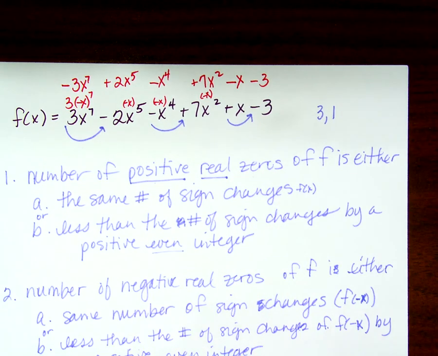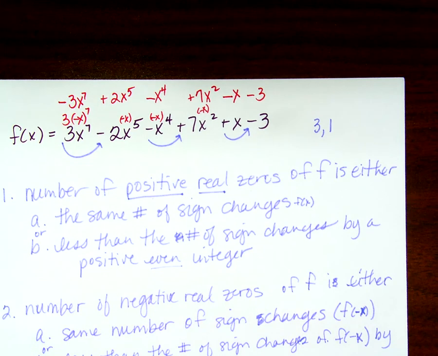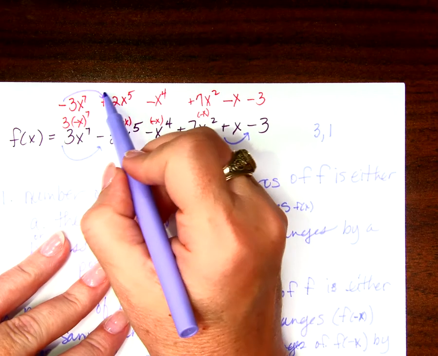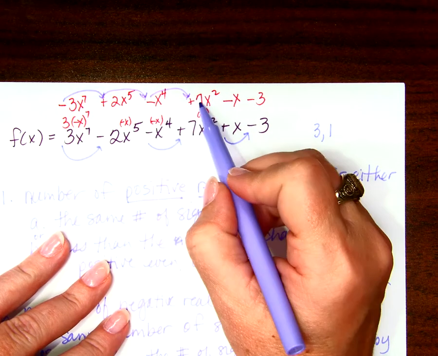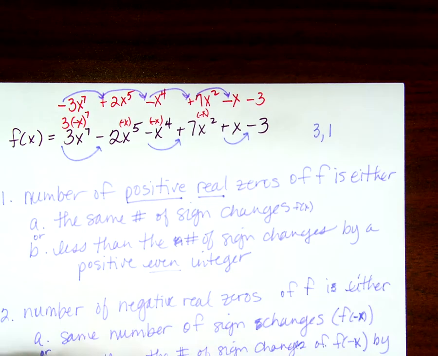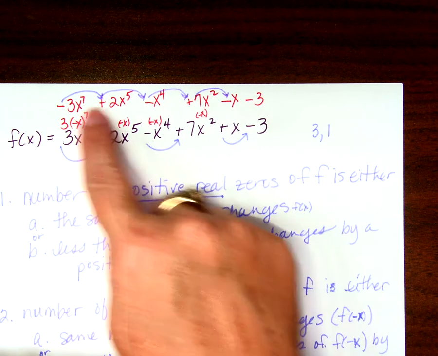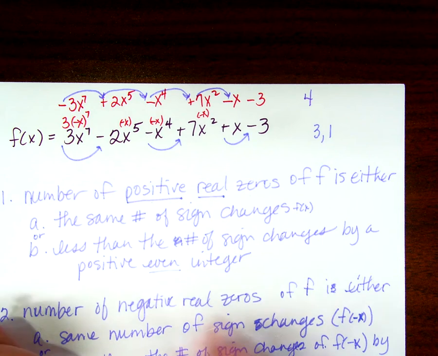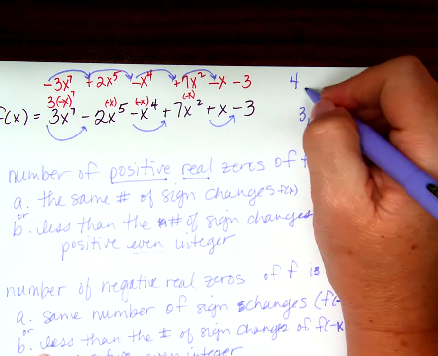Now we have to count the sign changes of f of negative x. So that's a sign change, right? That's a sign change. That's a sign change. That's a sign change. And then there's not one there because they're both negative, right? So here the number of sign changes is 4. Okay? So it's either 4 or less than that by 2.